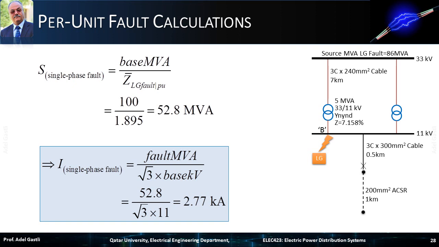Notice how this current is much smaller than that obtained at point A under symmetrical fault. This is expected, because as I mentioned earlier, the three-phase symmetrical fault is usually the most severe one, and that is why it is usually used for short-circuit current calculation and cable sizing during the design of the distribution network.